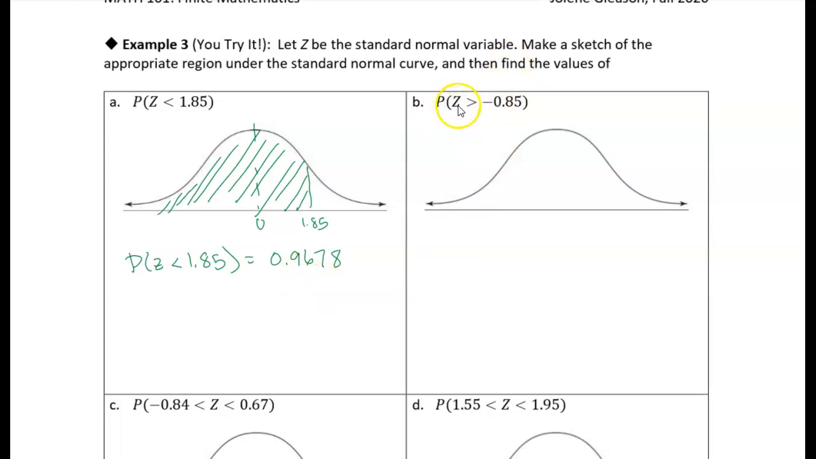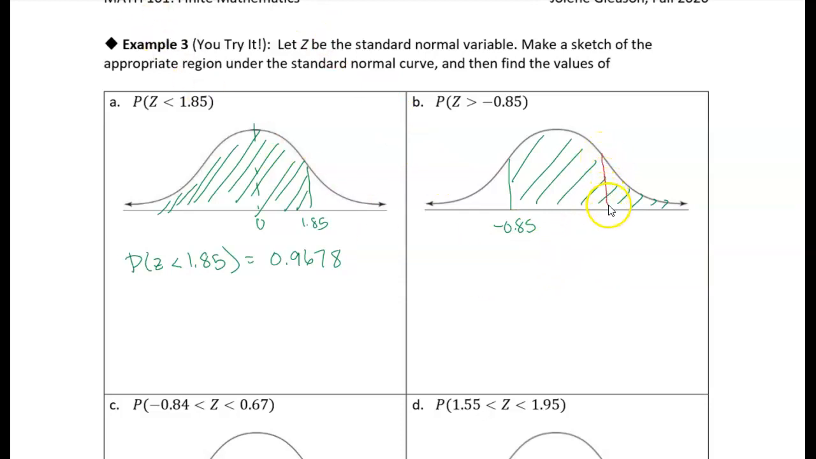The next one, we're asked for a z-score greater than negative 0.85. Again, the mean is 0, so this is less than 0. Let's say negative 0.85 is here. Now what we want is this area under the curve, which gives us the probability of a z-score being greater than negative 0.85. But my table gives me probabilities for z-scores less than some amount. What I can do, though, is use the symmetry of the table.